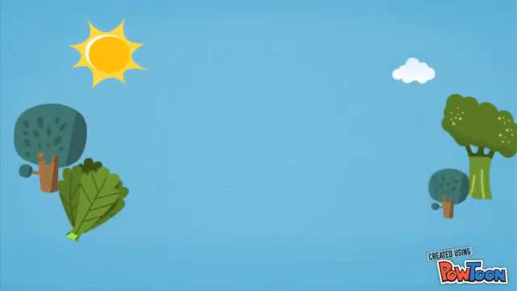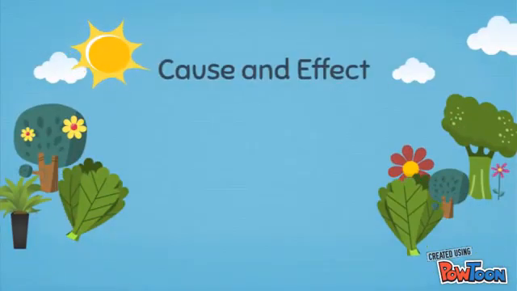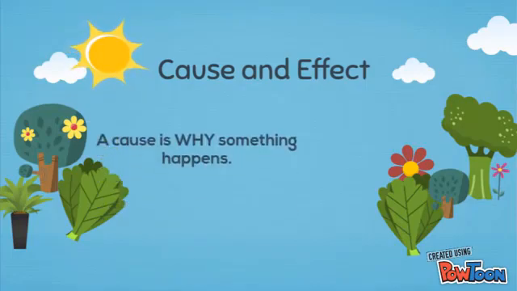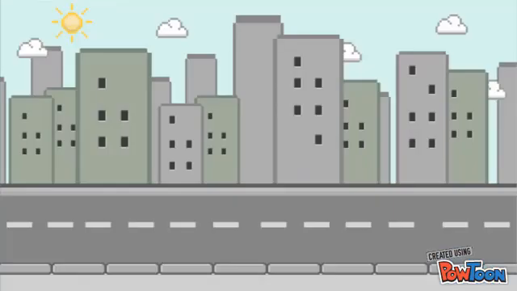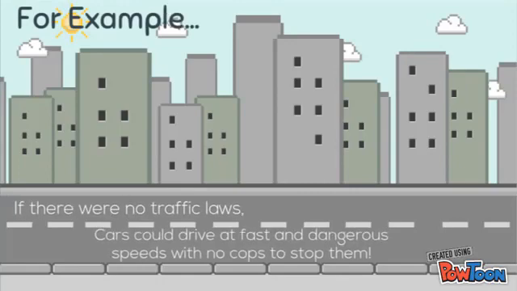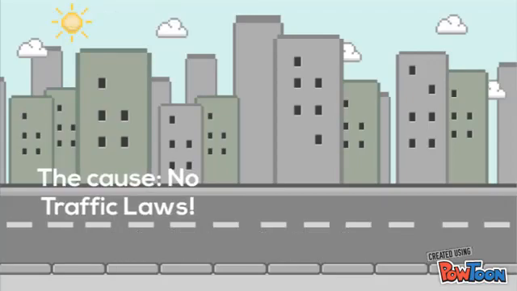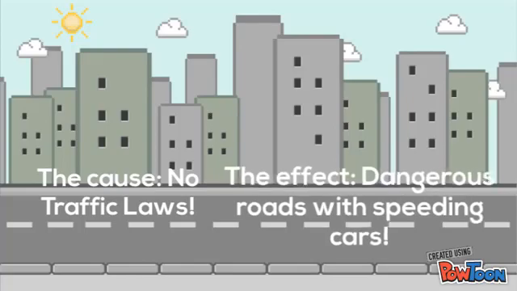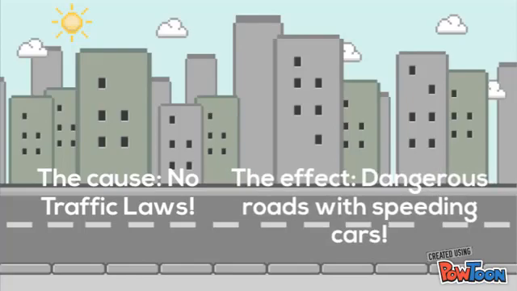One kind of text structure authors use is cause and effect. A cause is why something happens, an effect is what happens. Recognizing cause and effect will help you understand and remember what you read. For example, if there were no traffic laws, cars could drive at fast and dangerous speeds with no cops to stop them. The cause? No traffic laws. The effect? Dangerous roads with speeding cars.